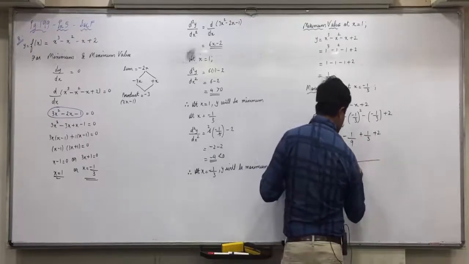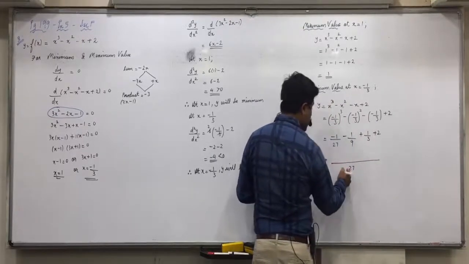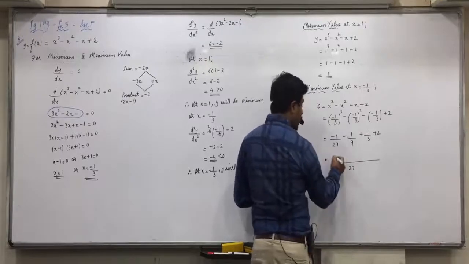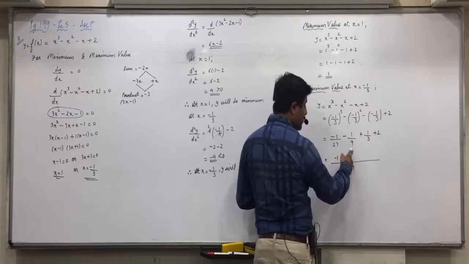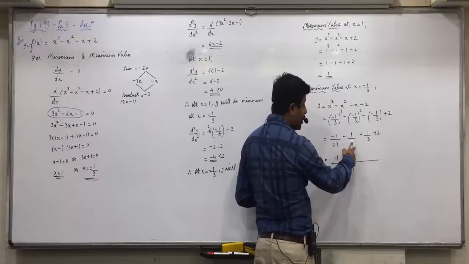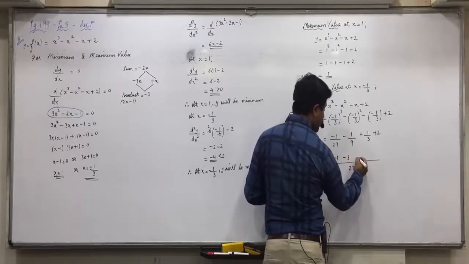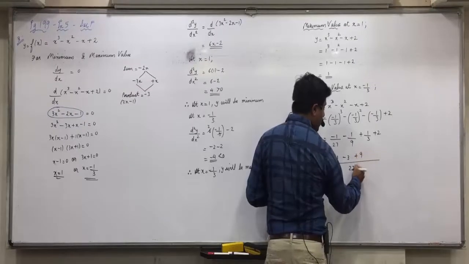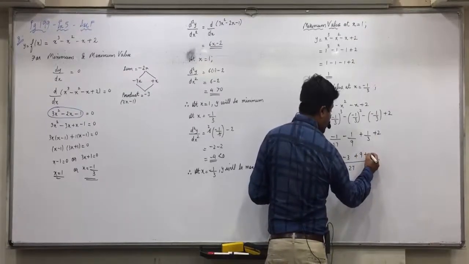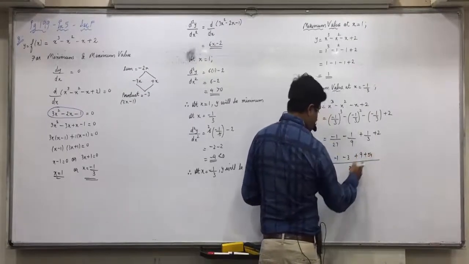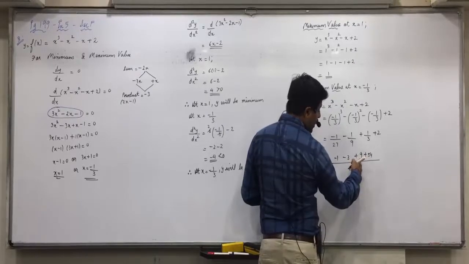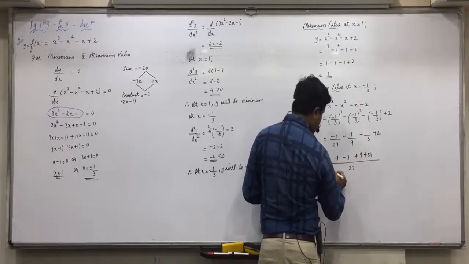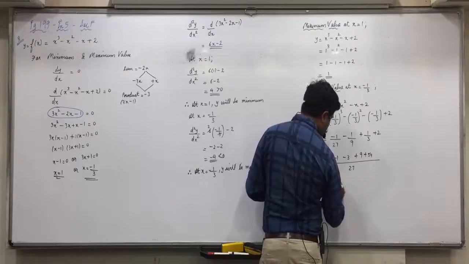LCM is 27. 27 divided by 27, 1 into minus 1, minus 1. 27 divided by 9, 3 into 1, 3. 27 divided by 3, 9 into 1, 9. And 27 into 2, 54. 54 plus 9, 63 minus 1, 62 divided by 27.